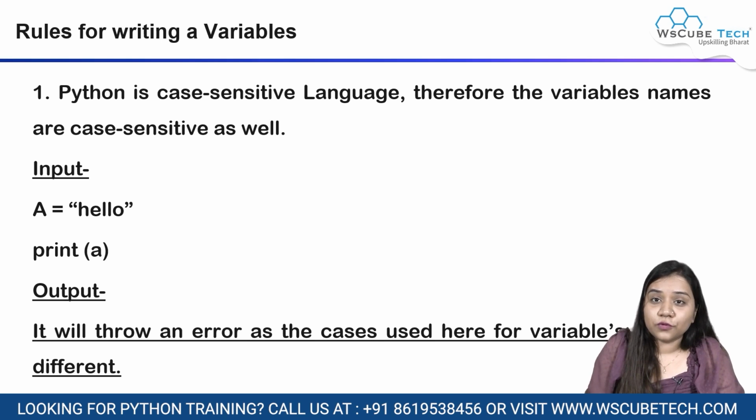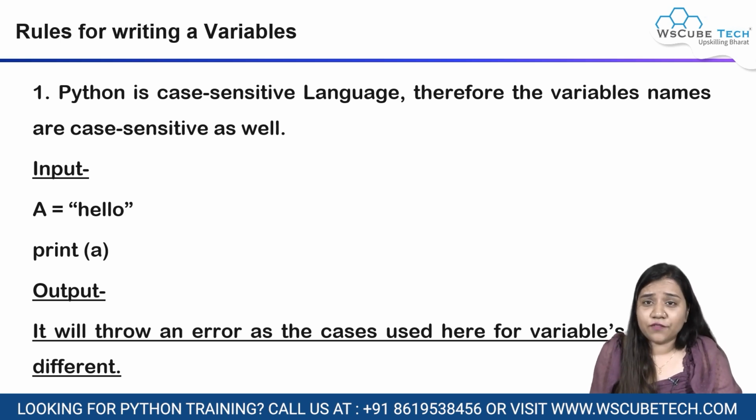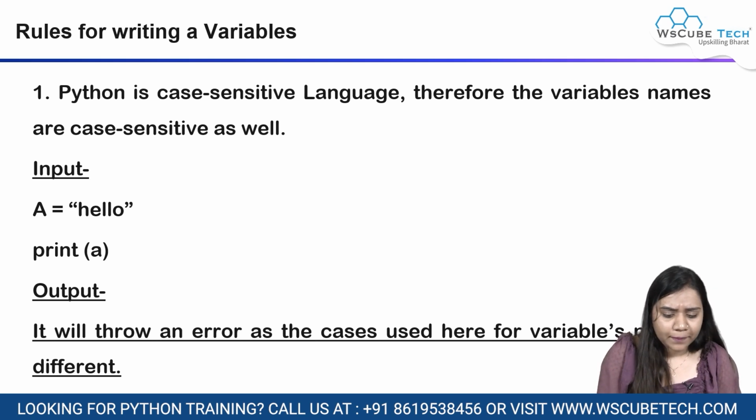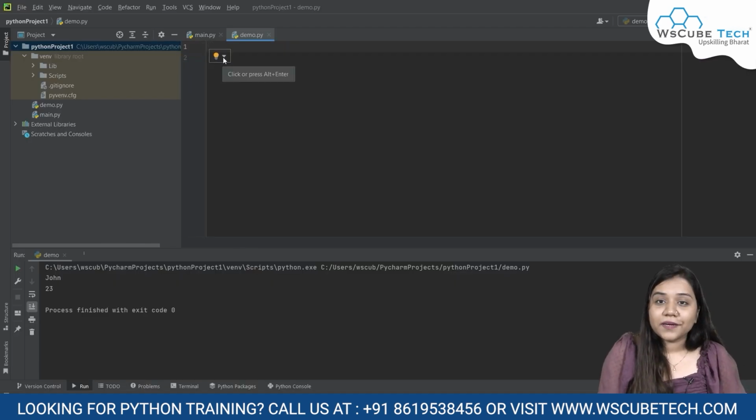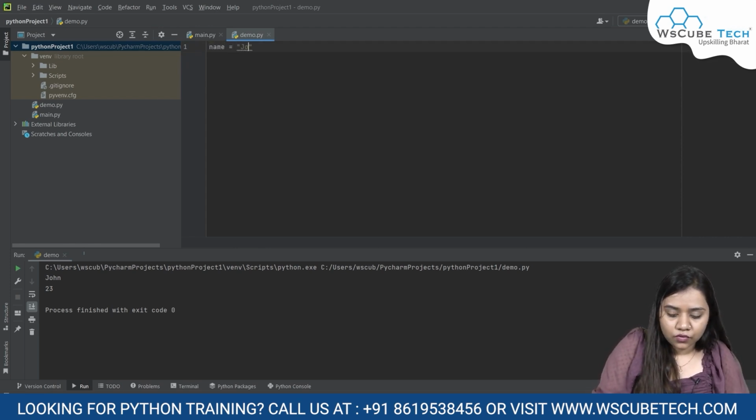So here are some rules for writing the name of the variables. Our first rule is Python is a case sensitive language. Now what is this case sensitive language? Let's understand that with the help of an example. Okay. So here I'm taking an example. Let's say I have created a variable called name. name is equals to John.